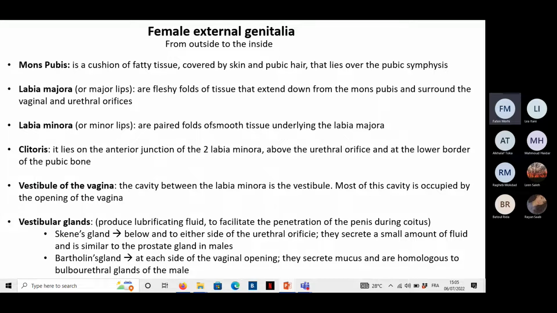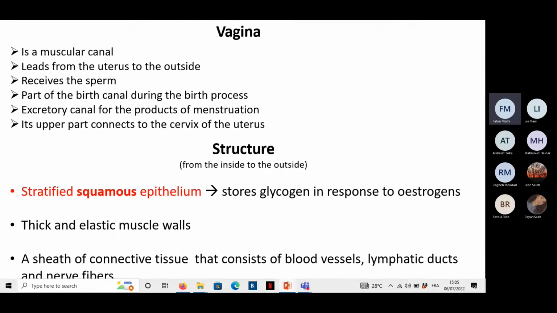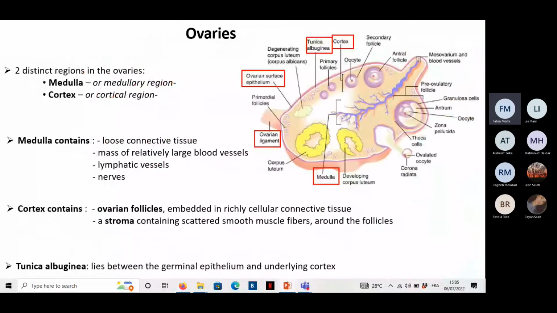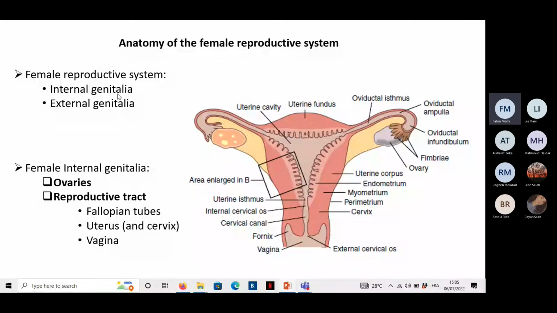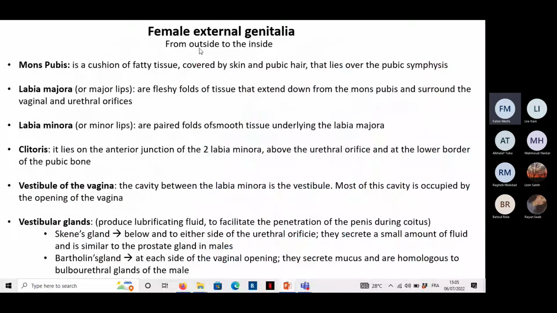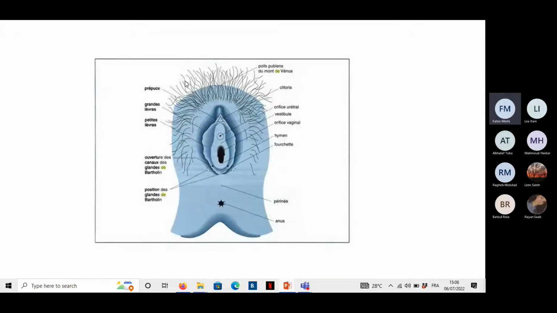Now, this is regarding the inner reproductive system, because if you remember, in the beginning, we said that we have the internal genitalia and the external genitalia in the female reproductive system. Now we were talking about the internal genitalia. We will see now the external genitalia. The external genitalia from the outside to the inside are composed of a mons pubis, which is a cushion of fatty tissue covered by skin and pubic hair, and it lies over the pubic symphysis. Okay, in fact, this is the mons pubis. This part is the mons pubis.